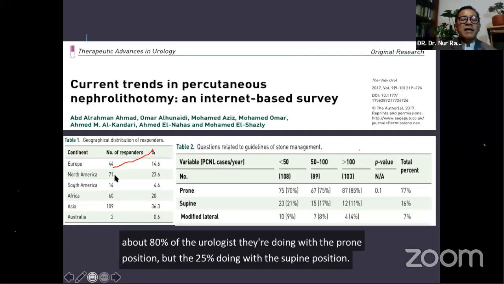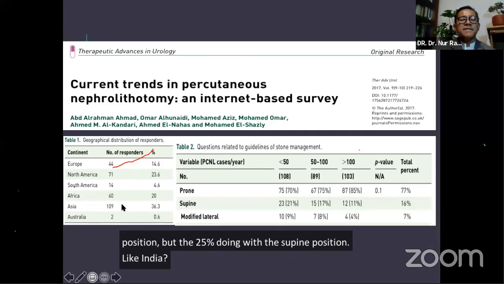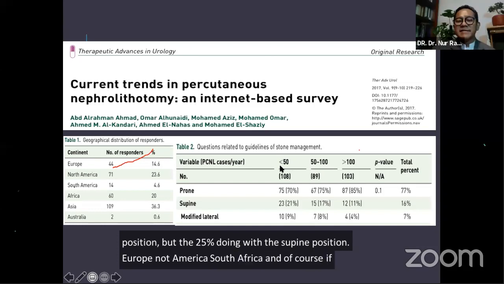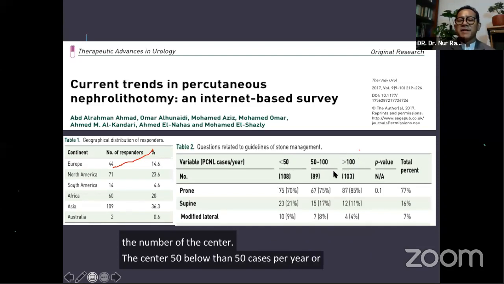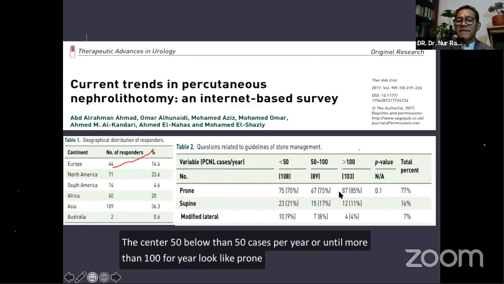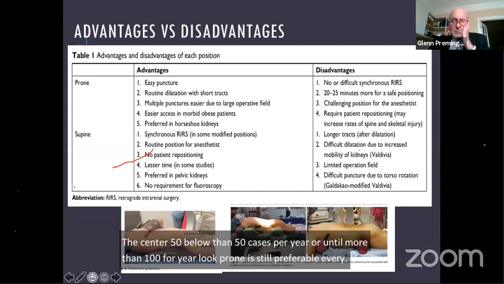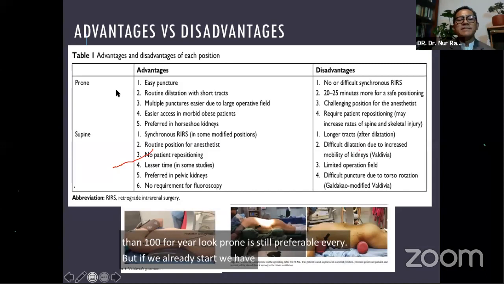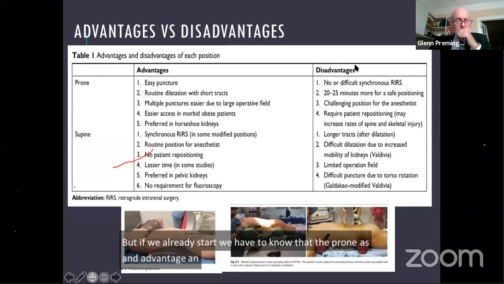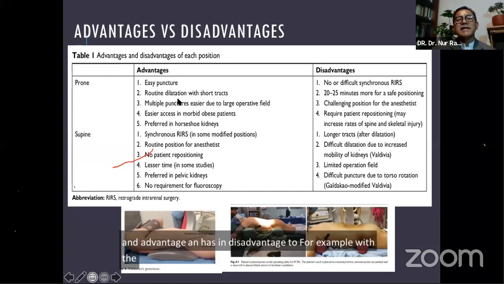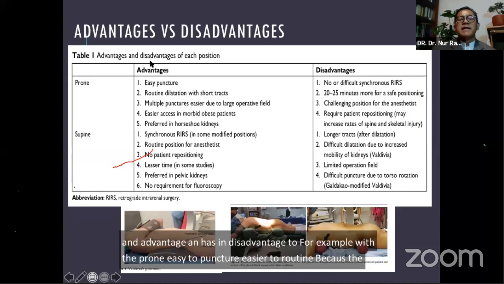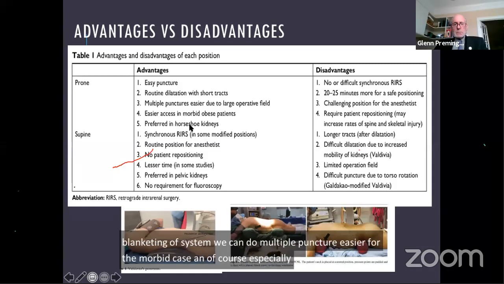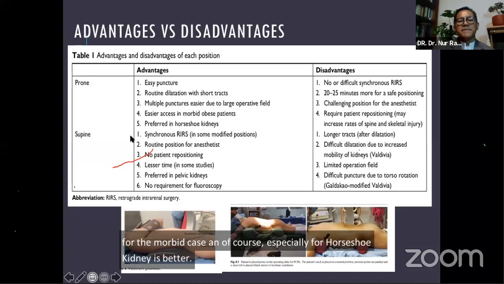Like in Europe, North America, South Africa, and of course, if we see the number of cases per center, below 50 cases per year, or until more than 100 per year, it looks like prone is still favorable. But if we already start, we have to know that the prone has advantages and disadvantages too. For example, with the prone, it is easy to puncture, easier to do routinely because of the blunting of the system. We can do multiple punctures, easier for the morbid case. And of course, especially for a horseshoe kidney, it's better to do with the upper puncture.